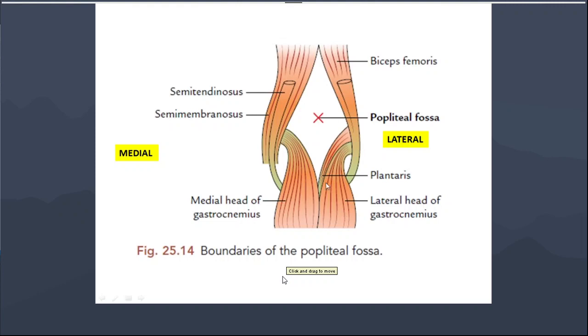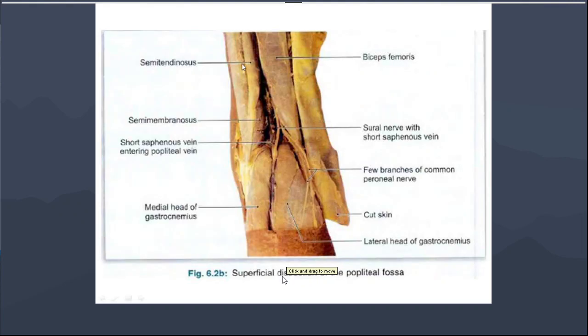So this diagram you are going to draw in your exam, with the original muscles as you can see: semitendinosus, semimembranosus, biceps femoris. Then this is the medial head of gastrocnemius, the lateral head of gastrocnemius, and there you can see the plantaris muscle.